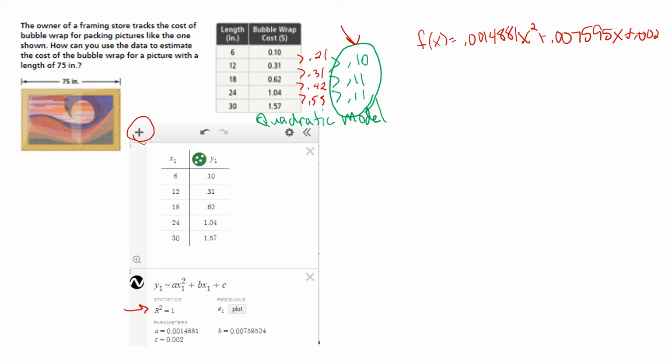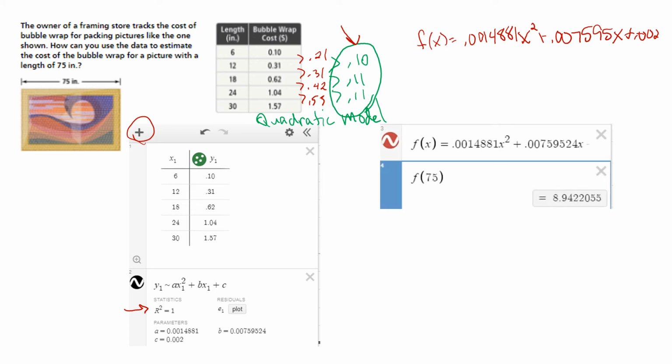Now we want to estimate the cost of bubble wrap for a picture with length of 75 inches. We can plug 75 in, or we're already in Desmos. If we type in this equation exactly as I had it with f of x, and then do f of 75, it gives us the answer right down here. So it would cost $8.94 for a 75-inch picture. So remember, this would be the quadratic equation.